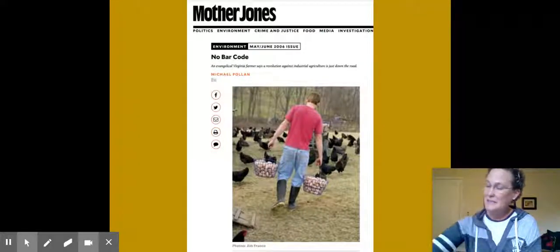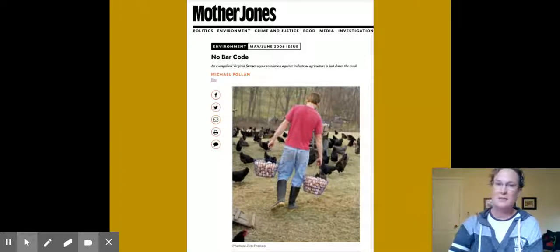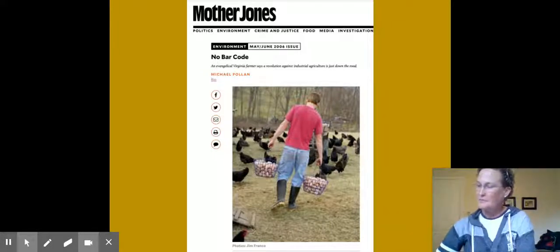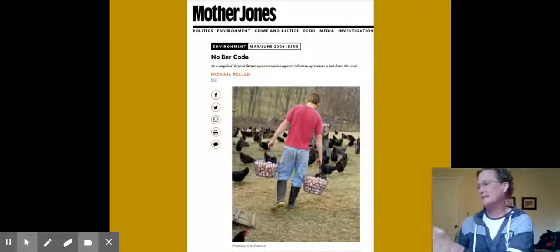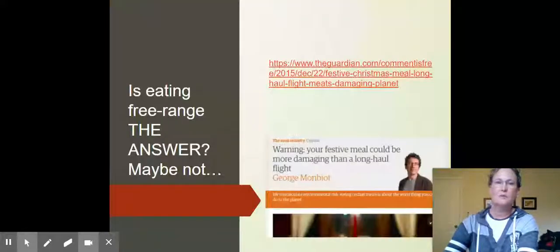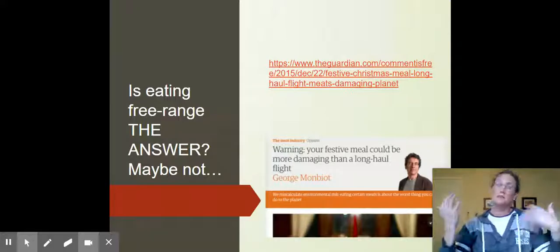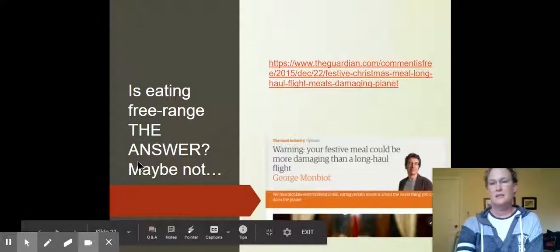All right, so there is an article called "No Barcode," and there's discussion questions that you can do with that. This is an article that you could read, but basically it's talking about how to be more sustainable with your food. This is something that it's okay to skip. And then the last thing was talking more about whether free range is the whole answer. Maybe not. It's a little more complicated than that, but this is what we need for this unit. And that's the end of this lecture.